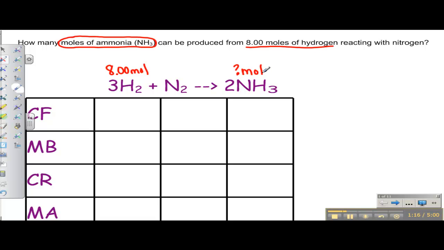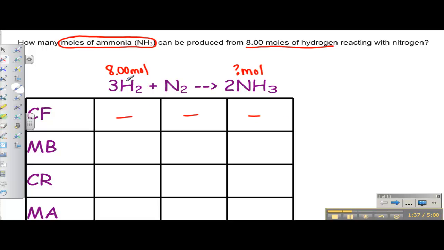So now I can see, oh hey, I've got 8 moles of hydrogen. I've got to figure out how many moles of ammonia. All right, so this first line here, conversion factors, these are the conversion factors that get me to moles. I already have moles, so I don't actually have to have any conversion factors here.